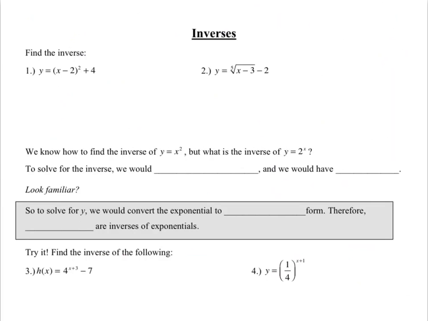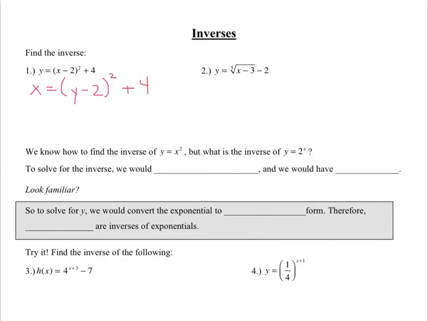So you'll notice in number 1, it is just y already. There is no f of x, so our first step is already done for us. The second step is to interchange x and y. So I'm going to have x equals y minus 2 squared plus 4. And then our last step is to solve for x.